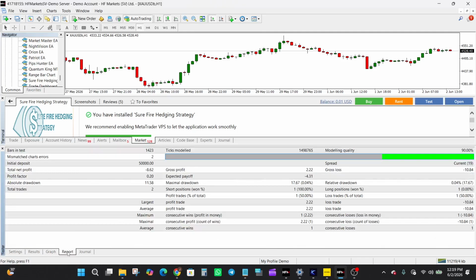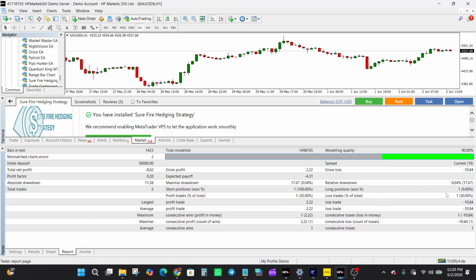Now let's briefly look at the report. Over the past month, with an initial deposit of $50,000, total net profit was negative 8.62, and there were just two trades taken. We can see that the short position had a 100% win rate, meaning that the single short position was profitable.